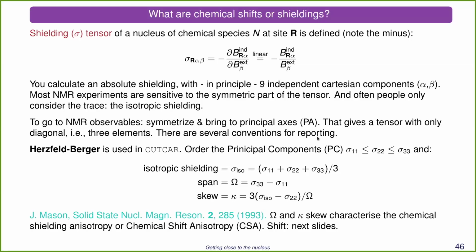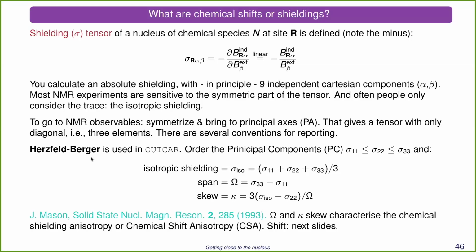And then you have conventions for reporting those 3 elements. There are 3 of them now: 1, 2, 3. You can order them like this: 1 smaller than 2, smaller than 3. And then you can talk, well, easily about the isotropic one. It is just taking the average of the 3, adding them up and dividing them by 3. That's the isotropic shielding.